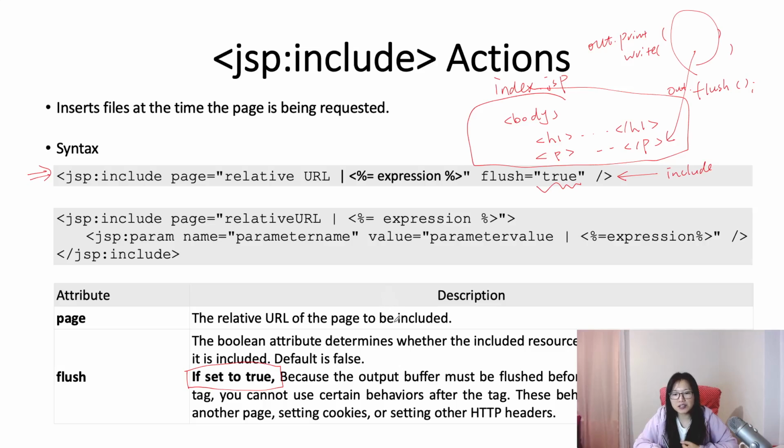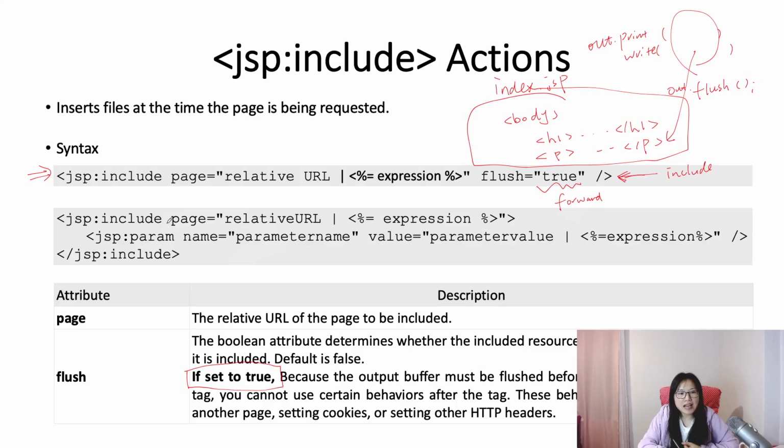Then certain things you cannot do, which means that after this JSP include tag, you cannot use forward. You cannot set a cookie. You cannot set other HTTP headers. I will show you an example later if you still don't understand.